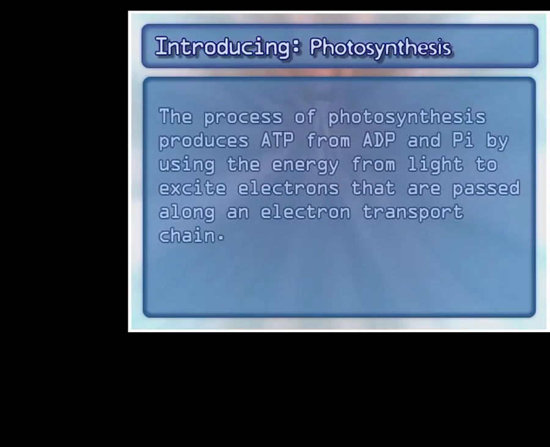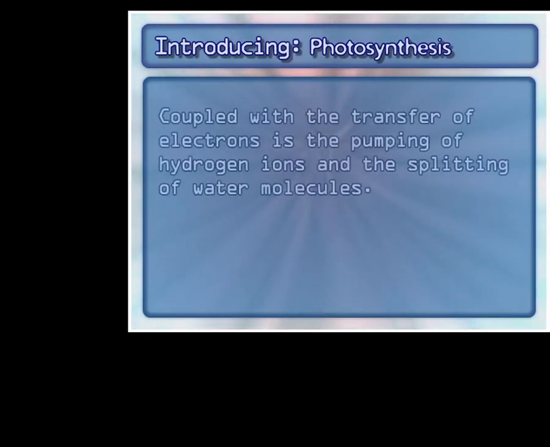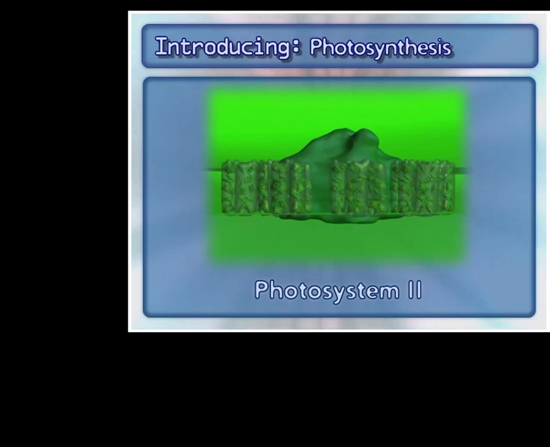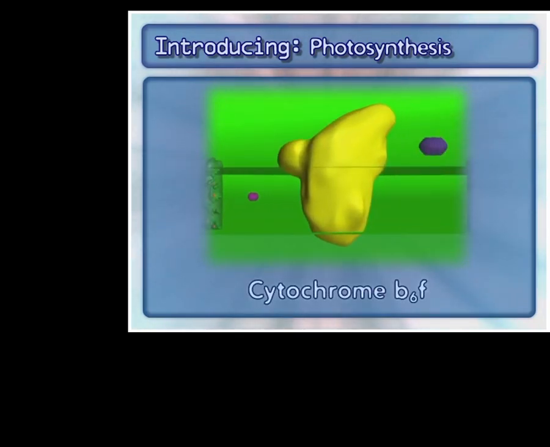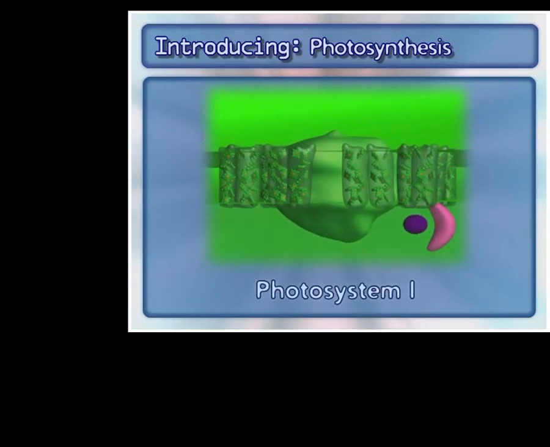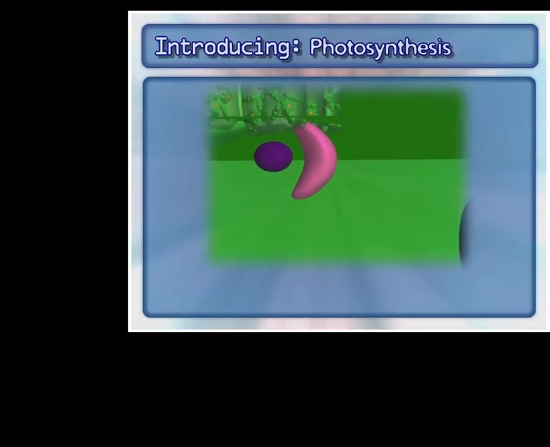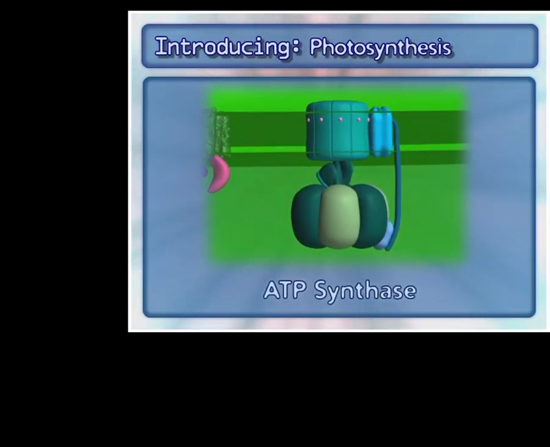The process of photosynthesis produces ATP from ADP and Pi by using the energy from light to excite electrons that are passed along an electron transport chain. Coupled with the transfer of electrons is the pumping of hydrogen ions and the splitting of water molecules. The following complexes are found in the photosynthesis electron transport chain: Photosystem II, cytochrome B6F, Photosystem I, ferredoxin NADP reductase, and the complex that makes ATP, ATP synthase.